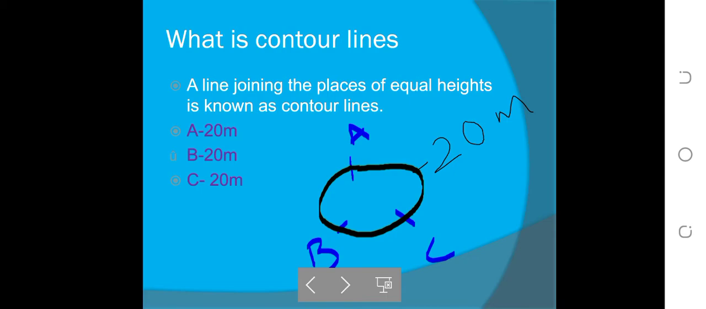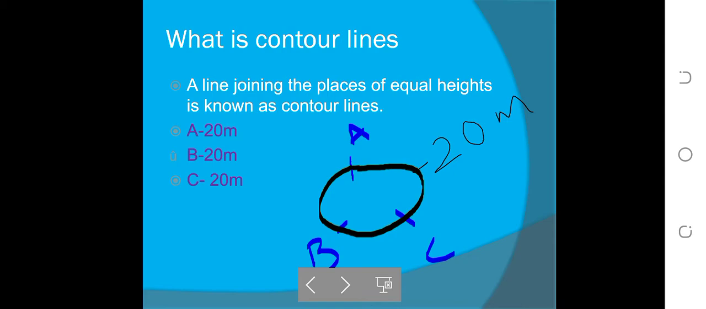What is a contour line? A line joining the places of equal heights is known as a contour line. You can see in the picture, it is a line. But in the picture it looks like a circle, but it is not a circle. It is a line and it is connected to itself. The line is connected, and this line is joining the places of equal heights.